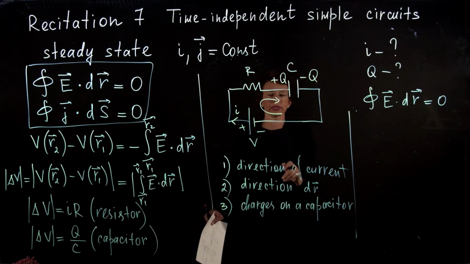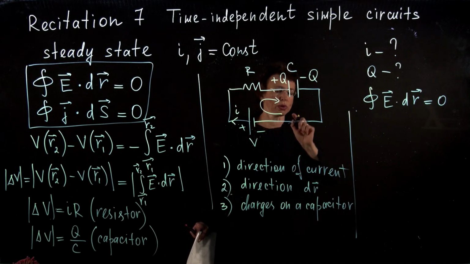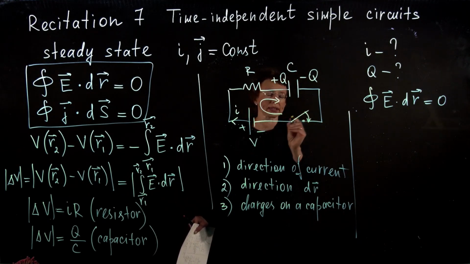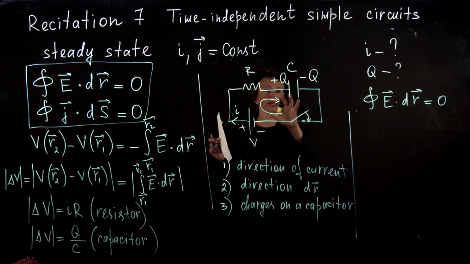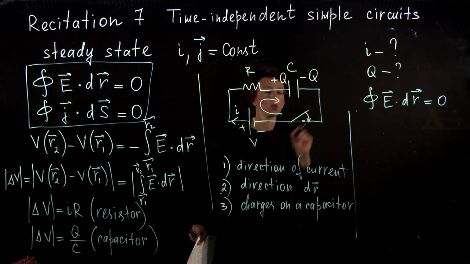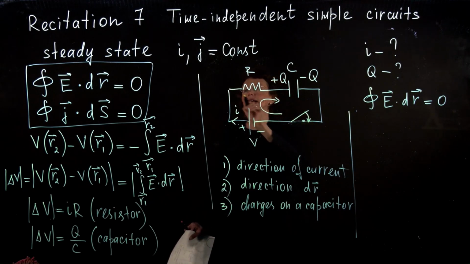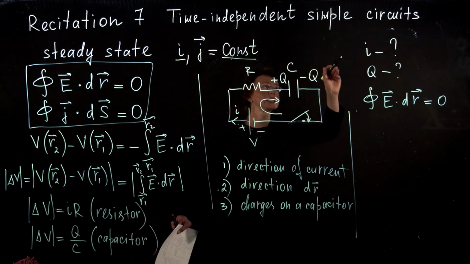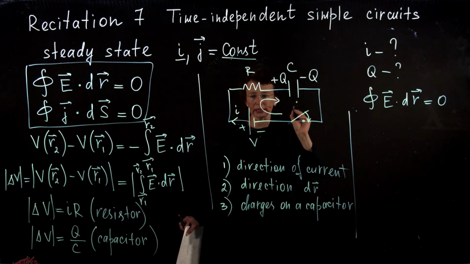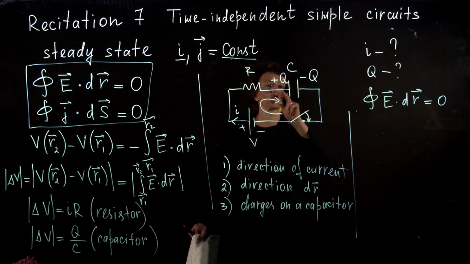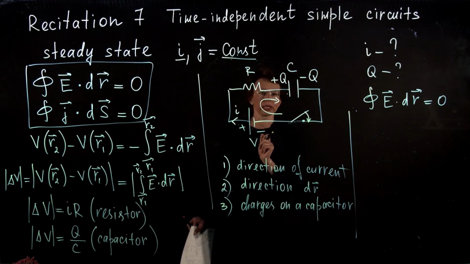Now let's think about this system. So at time moment 0, I closed the switch. There was current and capacitor was charging. But we will understand this process later. At this point, what we do, we wait for a long time. When current does not depend on time, it's time independent simple circuit. So if current does not depend on time, if you waited for a long time, what happens? Capacitor was charged up to its capacitance with charges plus Q and minus Q on its plates.